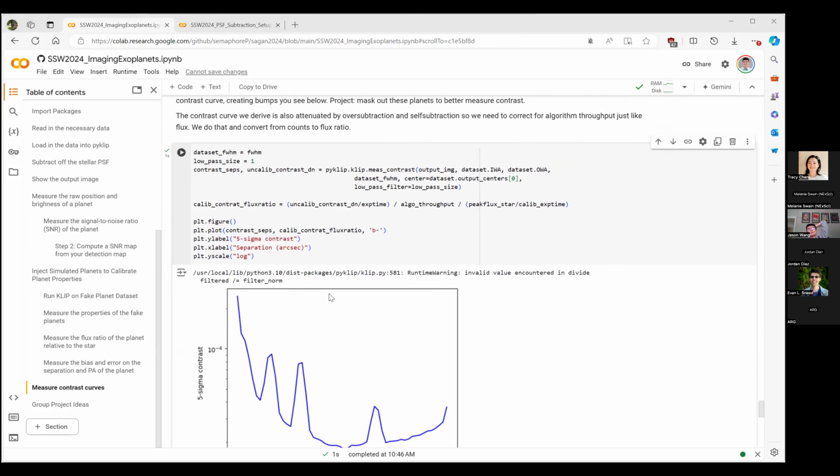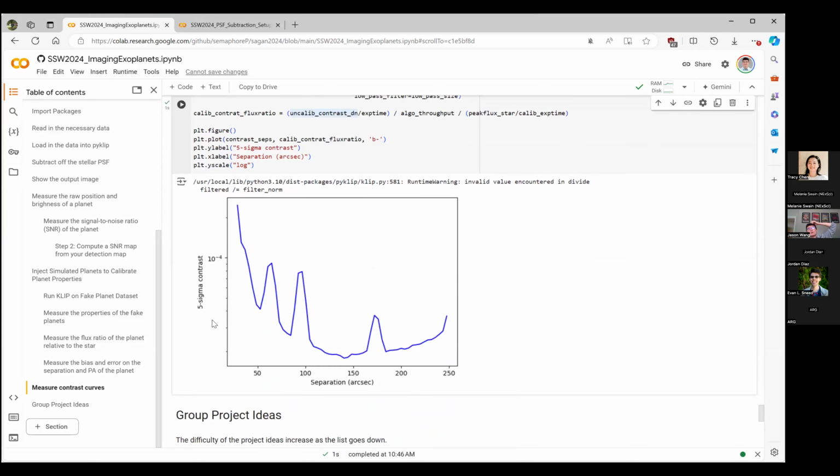We have a function to measure the noise in the data, but like I mentioned before, just like the flux of the planets is attenuated in the data, the noise is also attenuated, in the same way, by this algorithm throughput factor. So we also have to apply the algorithm throughput factor to the contrast curves, the same way we apply it to the flux measurements.